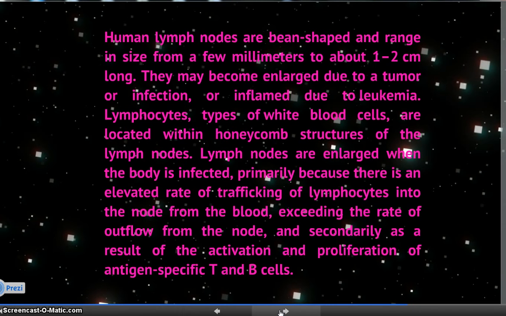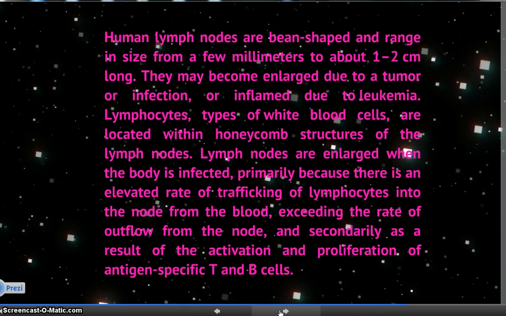Shape and size. Human lymph nodes are bean shaped and range in size from a few millimeters to about 1–2 centimeters long. They may become enlarged due to a tumor or infection, or inflamed due to leukemia. Lymphocytes, types of white blood cells, are located within honeycomb structures of the lymph nodes.